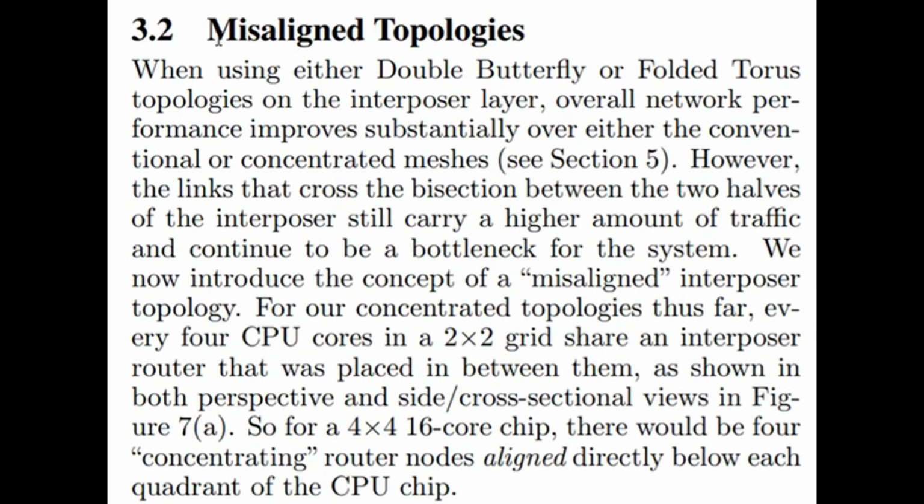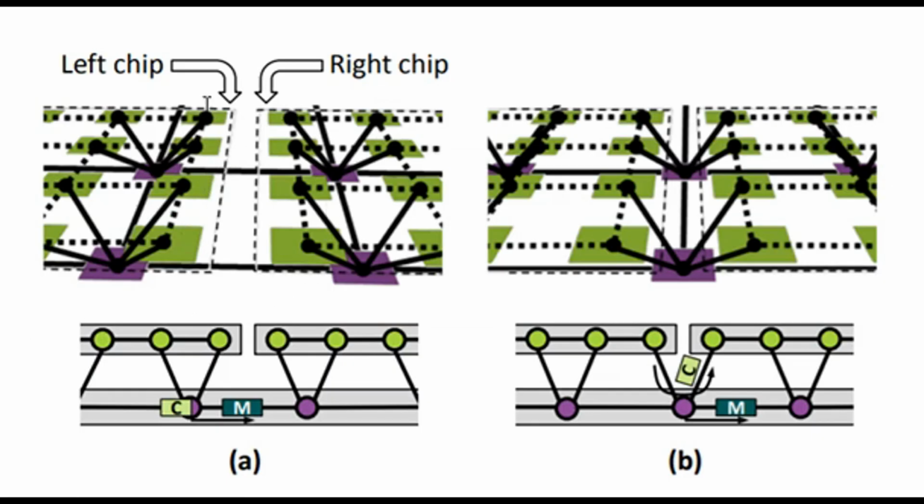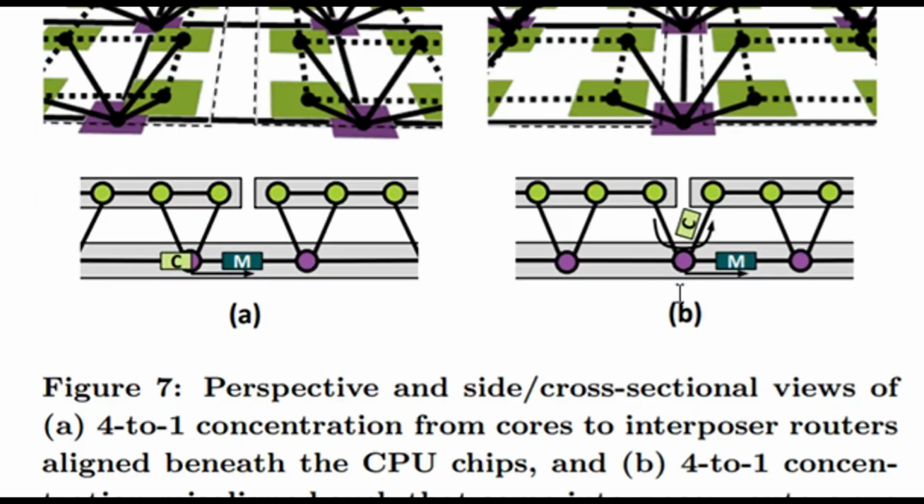Moving on from that, they then tried misaligning the topologies, an example of which we can see here. If you've got your left chip and your right chip, first of all on a perspective view, and then the same chips in a cross-sectional view, in the first case we have a normally aligned topology. Each circle is simply a router on the chip and on the interposer, but what the research discovered was that by misaligning, or shifting, one of the interposer routers to in between the left and right chip led to a reduction in latency between the chips.